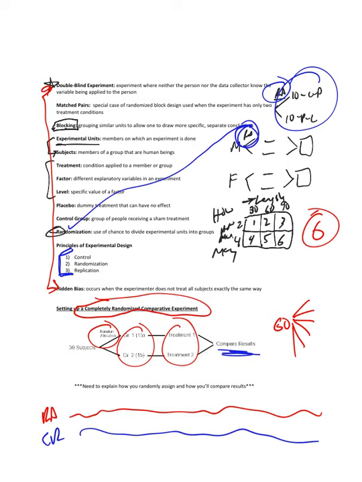So this is all about running experiments, thinking about the parts, particularly around randomization and how we compare results, and then understanding what a treatment is and why experiments are set up the way they are.